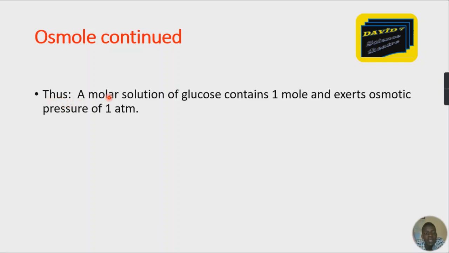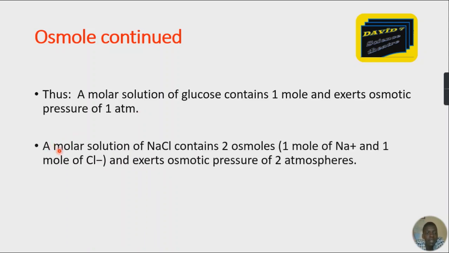Okay. So if you just have a molar concentration of glucose, it means this will contain 1 osmol and exerts osmotic pressure of 1 atm, okay, atmosphere. And if a molar concentration is of sodium chloride, this one contains 2 osmols. You can see this is 1, 2. Two ions are liberated in solution. Those are 2 osmols. That is 1 mole for sodium and 1 mole for chloride, okay, and exerts osmotic pressure of 2 atmospheres. Let's continue with other examples.